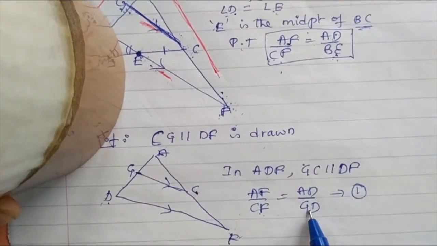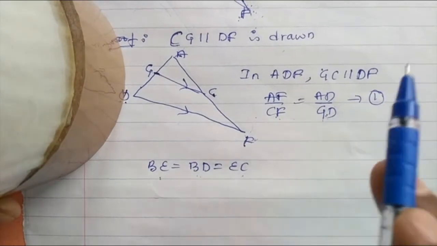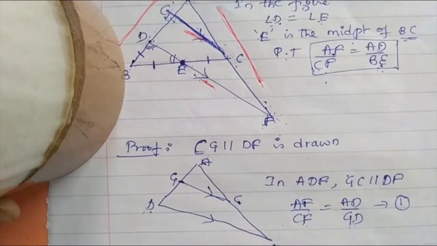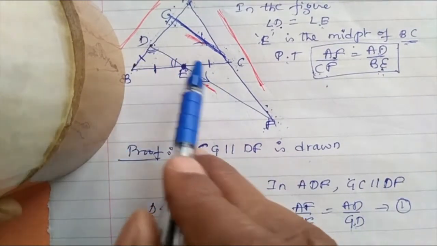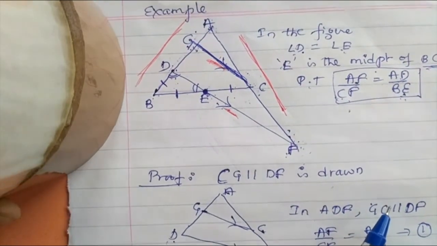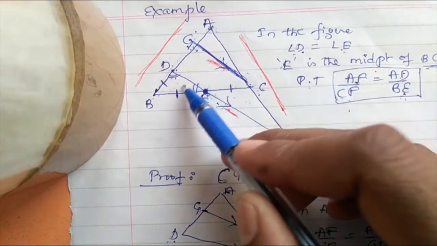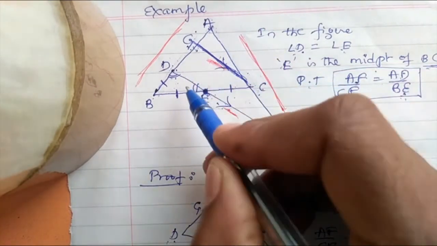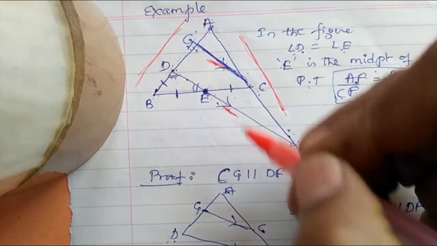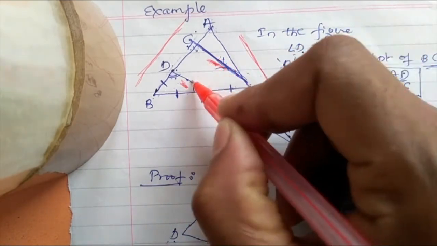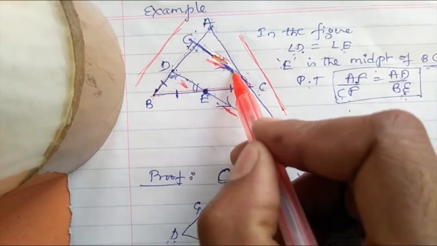But how to convert the GD to BE? BD is equal to EC, but how to convert GD to BE? So we take these two triangles now. See, this parallel and this parallel, these two are already taken. I mark there, these two are parallel already taken. Now these two parallel you take. That means this shape.